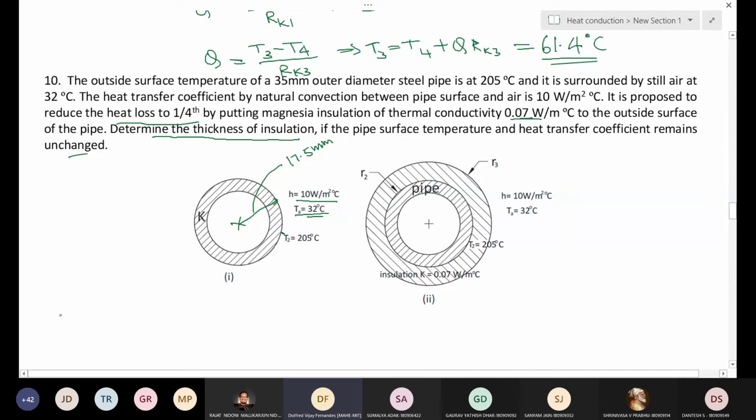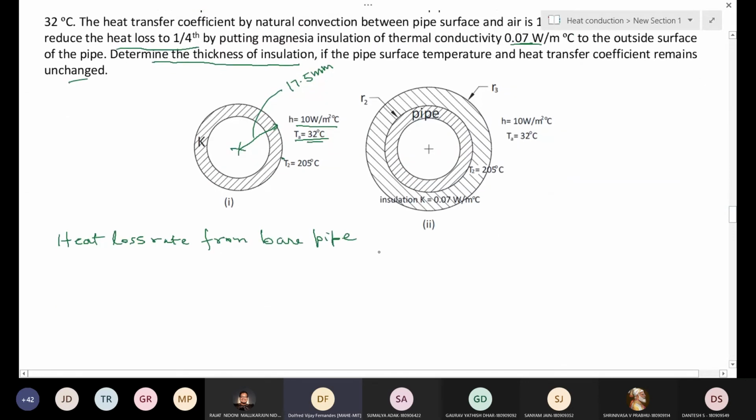Okay, so the rate of heat loss from the bare pipe without insulation. Without insulation, there is a rate of heat loss from the pipe, because we know the temperature difference here, the temperature of the surface and the temperature of the fluid, and the heat transfer coefficient. We can use Newton's law of cooling.